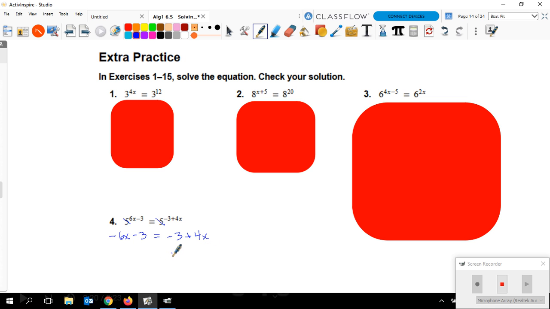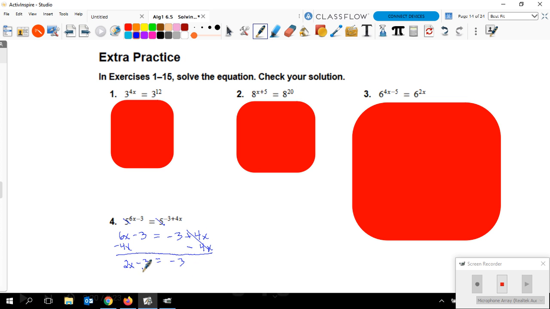Actually, I put a negative in front of that 6, and I shouldn't have. That is a positive. Somehow I thought that was actually just a little part of the 5. So really, 6x minus 3 for this exponent, negative 3 plus 4x. There we go. And so now we want to subtract our 4x from both sides. It gives me now 2x minus 3 is equal to negative 3 on this side, because these two cancel.